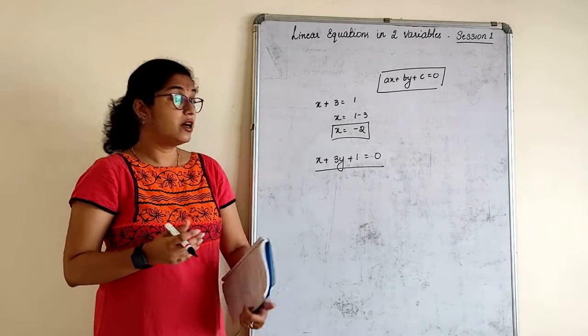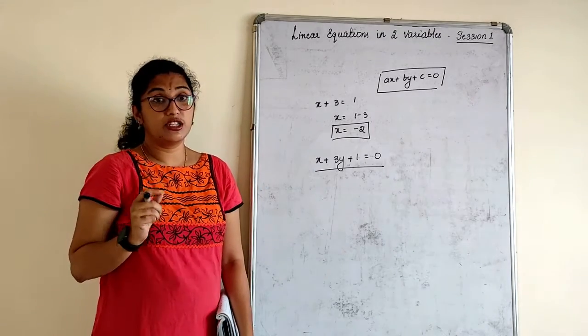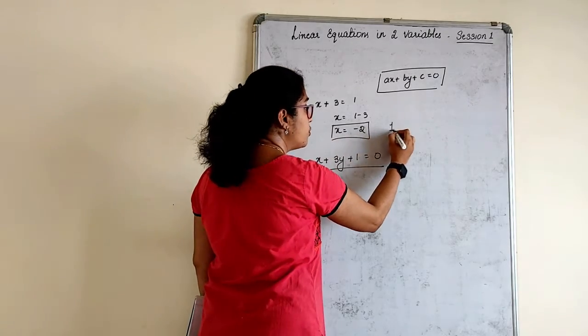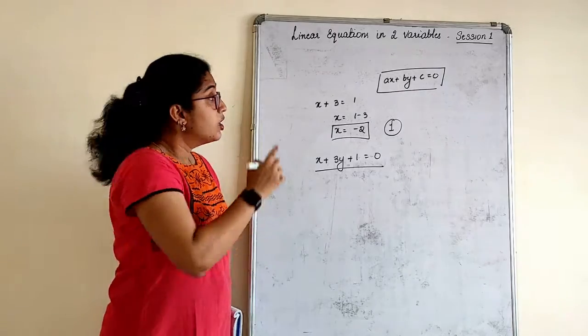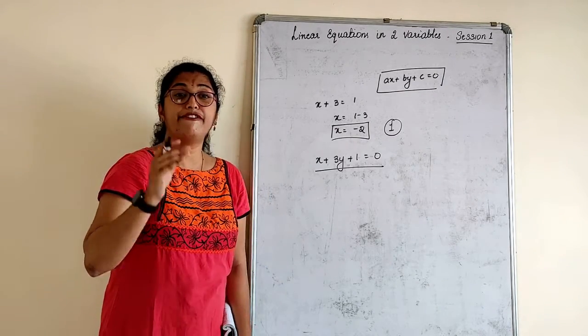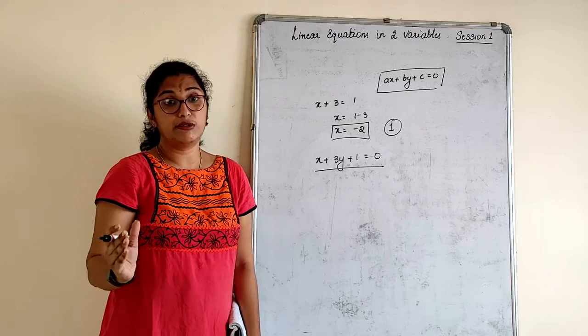Apart from this, when we talk about a linear equation in one variable, how many solutions will it have? It will have only one solution. What about a linear equation in two variables? That will have infinitely many solutions.